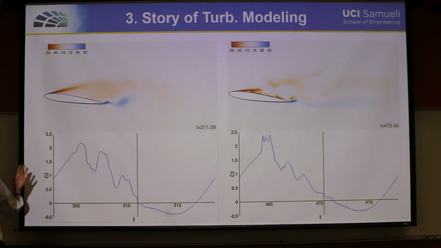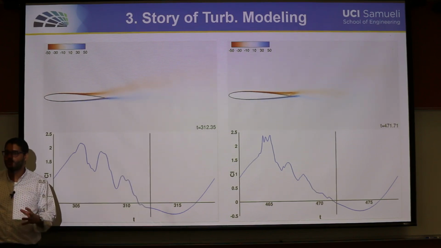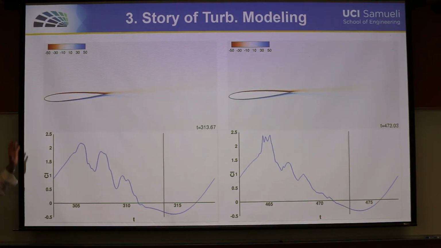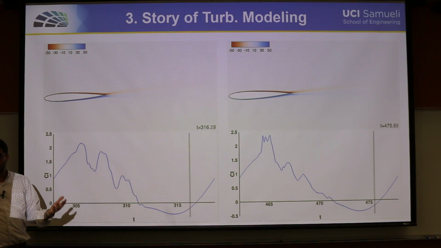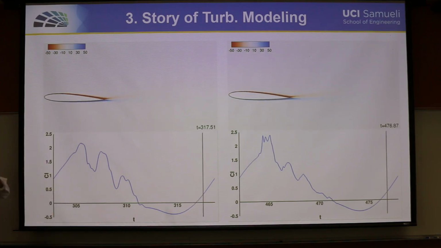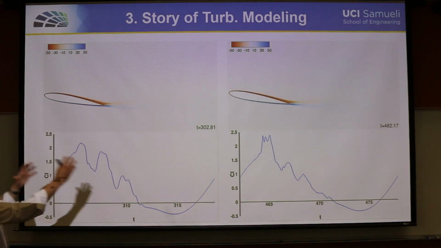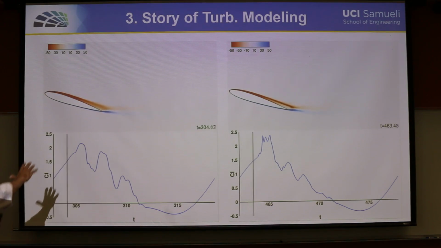Actually, not solver, turbulence modeling. I'm sorry. What type of turbulence modeling do we have? Yes, on the left-hand side, we have RANS. On the right-hand side, it could be large eddy simulation, but actually it's not a large eddy simulation, it's a DES simulation. And you can see the differences, especially at larger angles of attack.